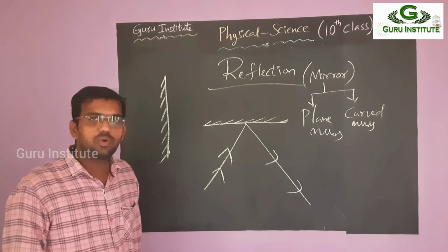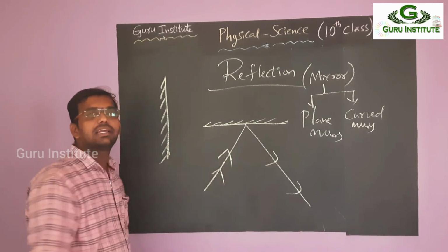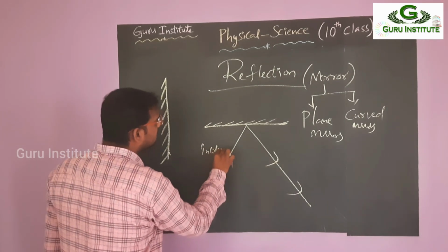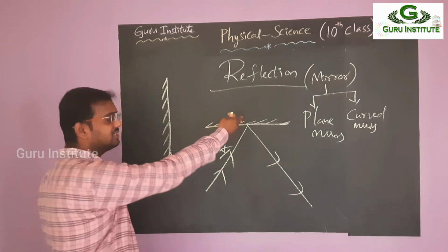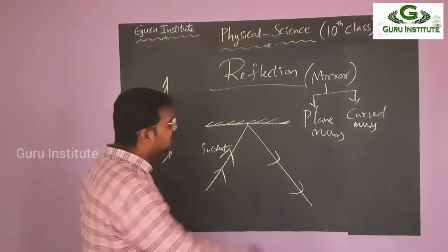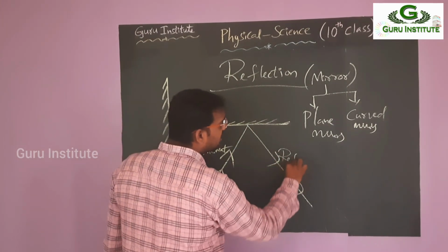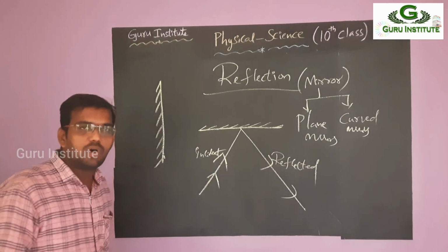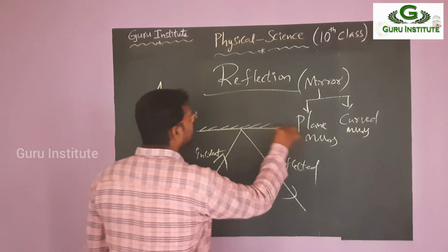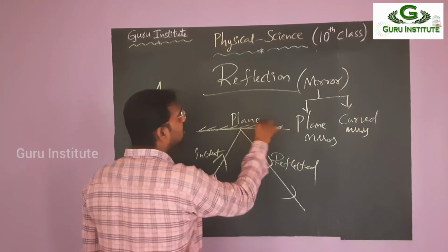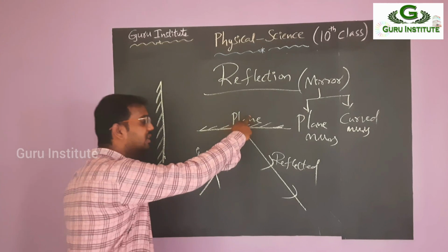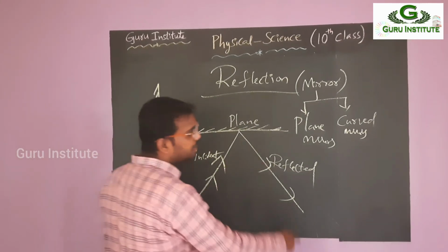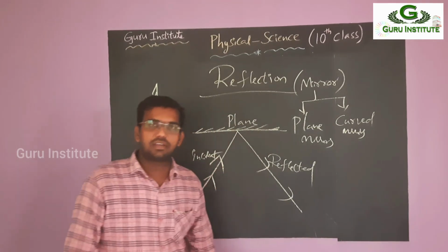Now this falling ray is called the incident ray. Which one? Incident ray. It is incident on the mirror, so that's why it is an incident ray. The ray that returns back is called the reflected ray. Now this is called the plane, the plane of the mirror. The ray which is falling on the mirror is called the incident ray, and the ray which is coming back from the mirror is called the reflected ray.